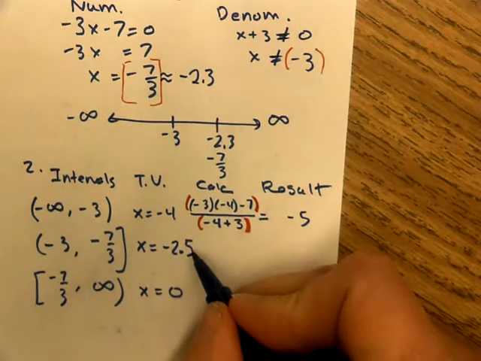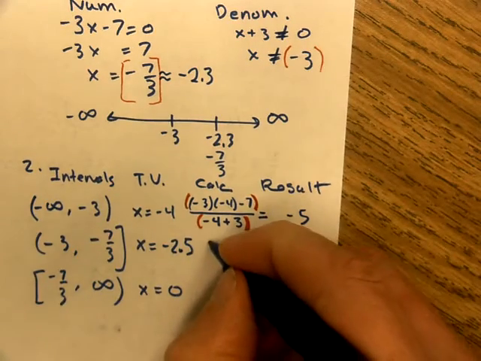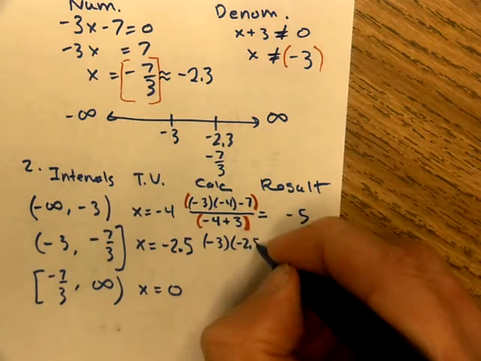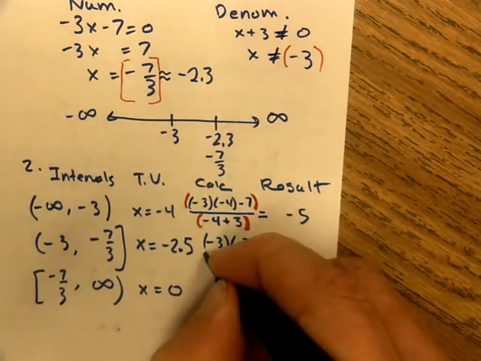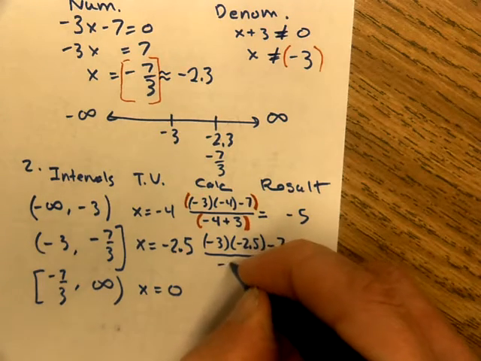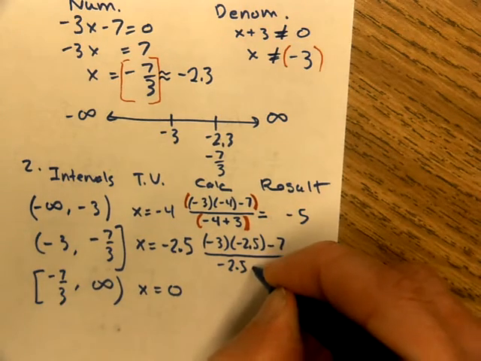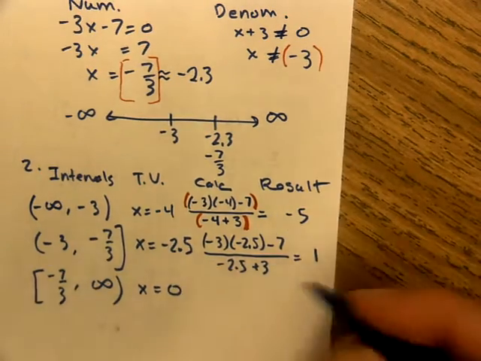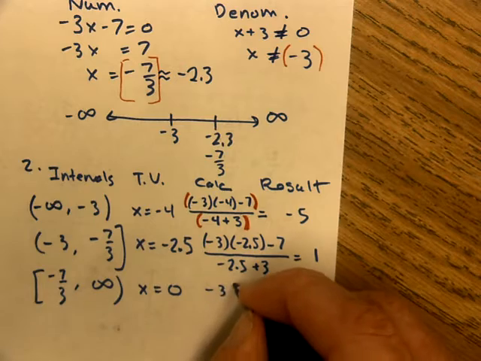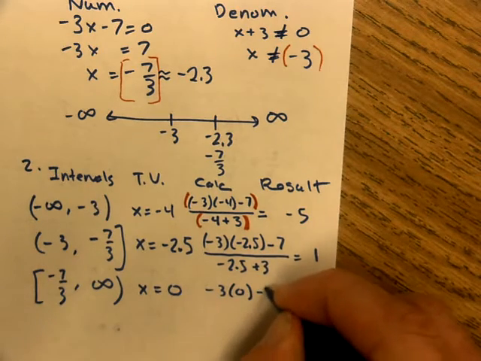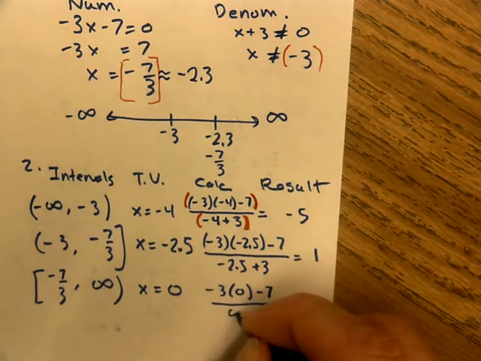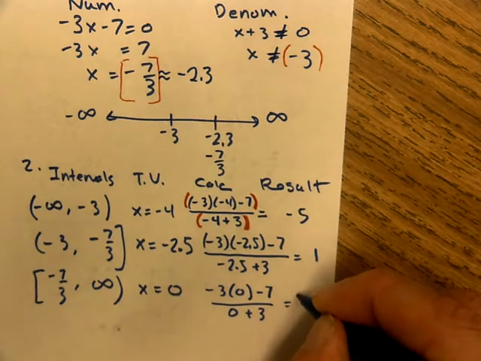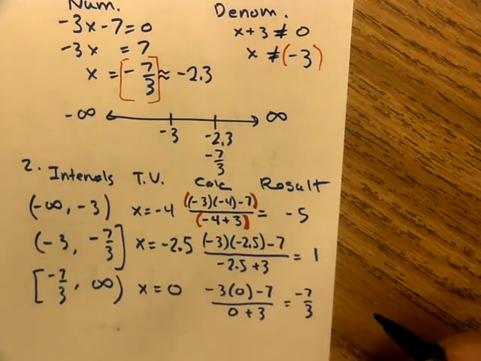Here I'm going to plug in my input of -2.5, so it looks like -3 times my input of -2.5 minus 7, all divided by, here's my input of -2.5 and plus 3. I'll get a result of +1. And lastly, for 0, here's -3 times my input of 0 minus 7, all divided by my input of 0 plus 3. So that one simplifies to -7/3.